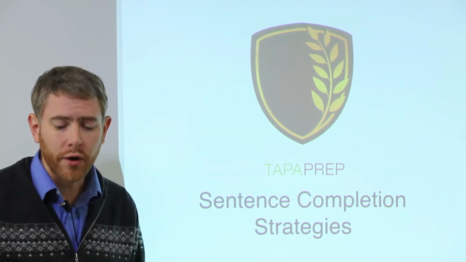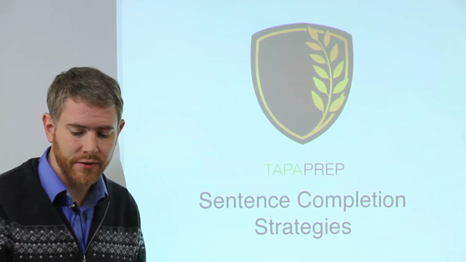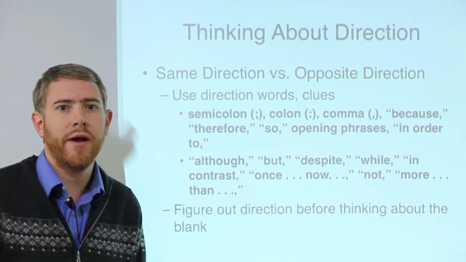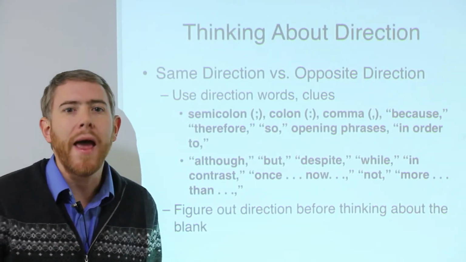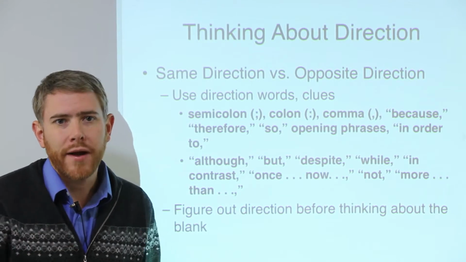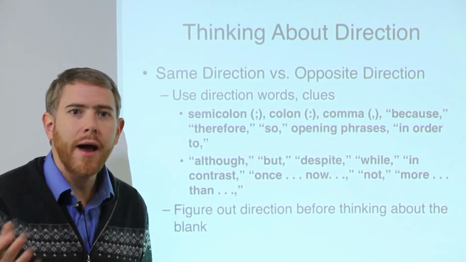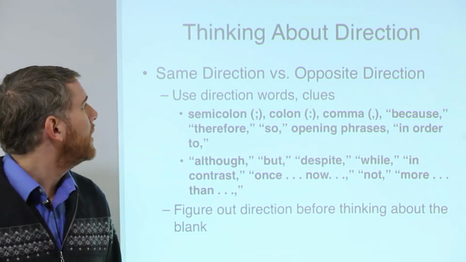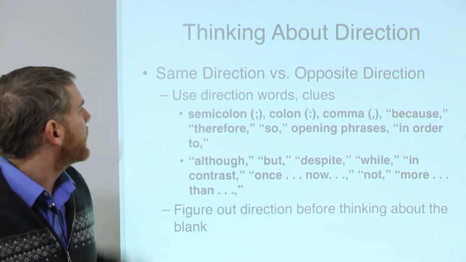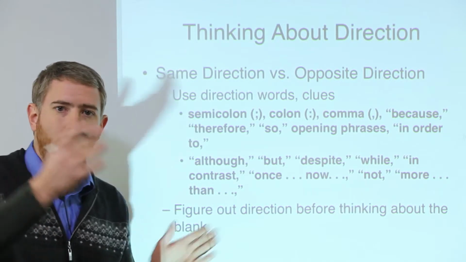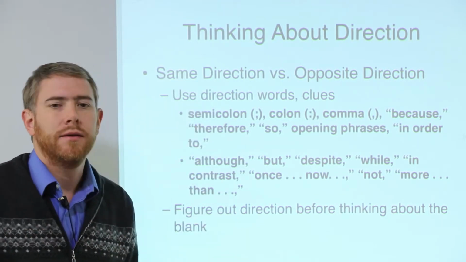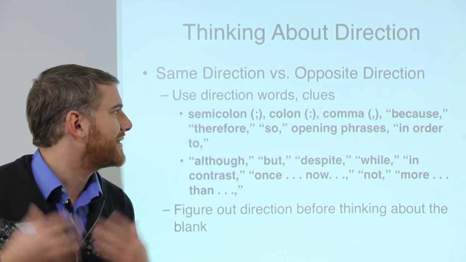So when we talk about structure, the big thing we mean is direction. So let's think about direction a little bit. We always have a blank, and we always have a direction. So usually the thing in the blank relates to the direction, but not always. So for example, direction words tell me that one part of the sentence relates to a different part of the sentence in the same way.